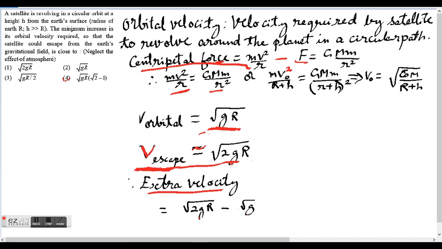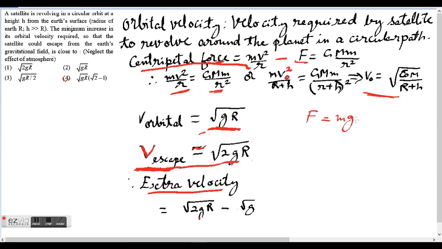So if we equate these two forces, we get mv squared upon r equals GMm upon r squared, which will give us m v naught, for orbital velocity, upon r plus h equals GMm upon (r plus h) whole squared. If we cross multiply, we get v naught equals square root of GM upon r plus h. So v orbital is equal to that.